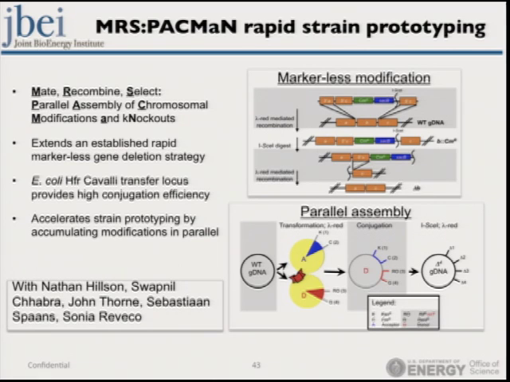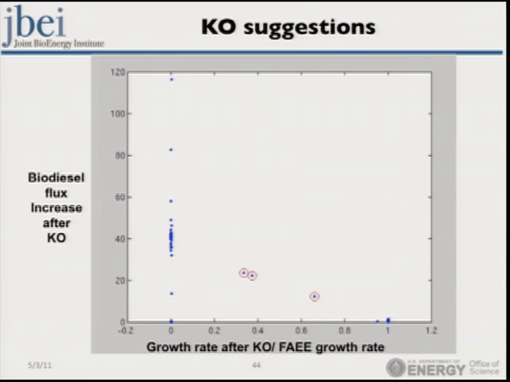And the idea is that we'll be able to make knockouts in parallel. And in that way, by using my predictions and the Mr. Pacman, we can try to fine-tune metabolism, if we can show that we can do this reliably and predictions are working fine.